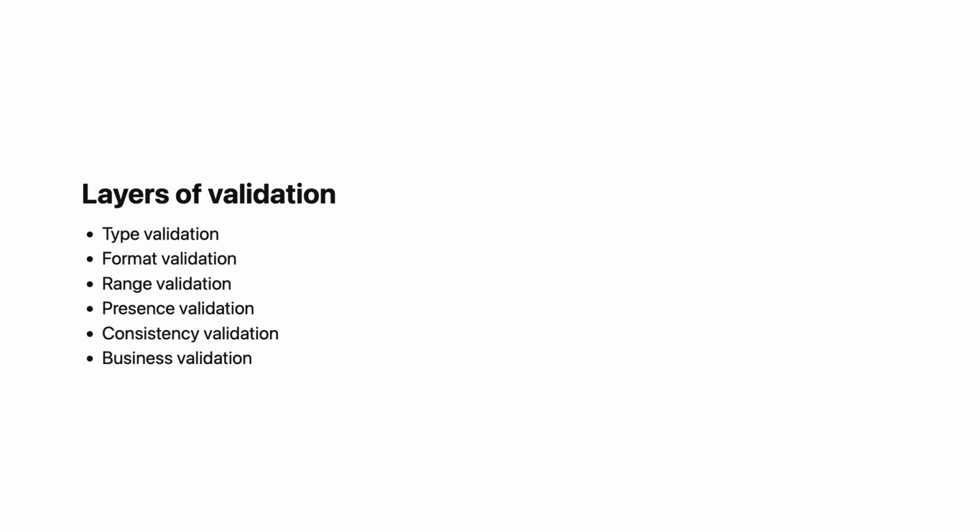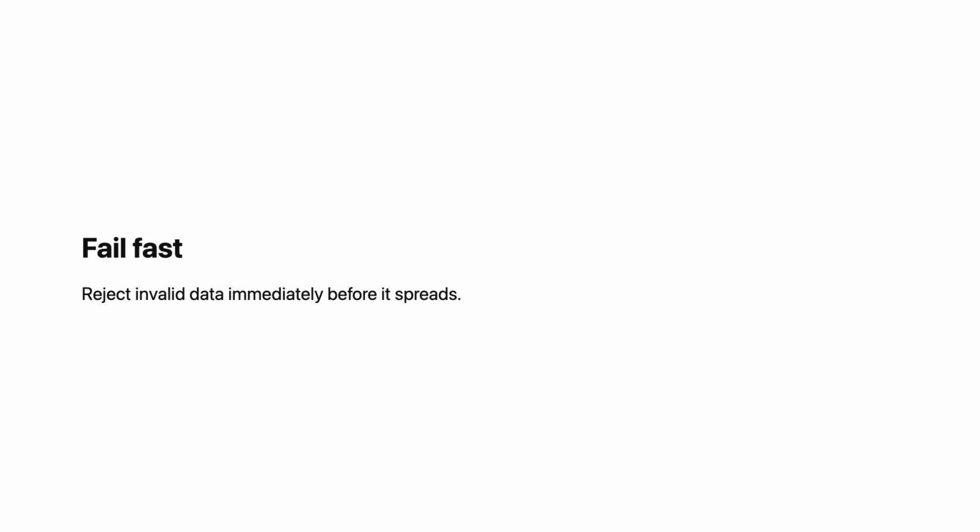When data is invalid, reject it immediately. Fail fast means stopping as soon as you detect a problem. Do not try to continue with bad data. Do not hope the problem will not matter. If email is invalid, stop. Report the error. Do not store the invalid email and discover the problem later when sending.